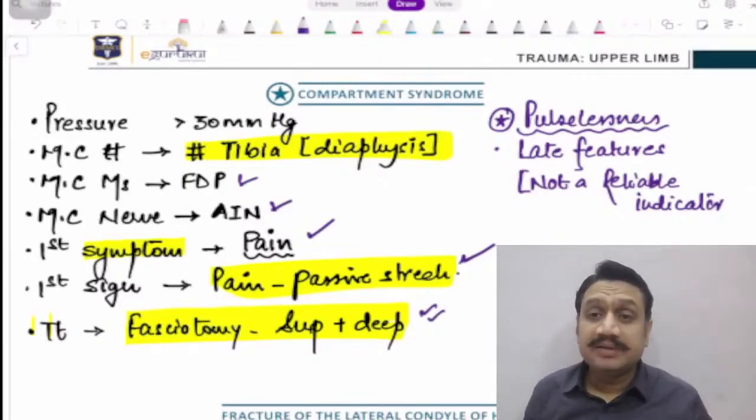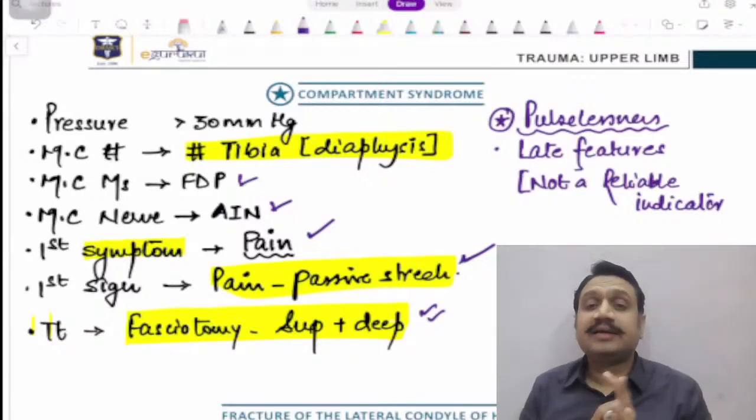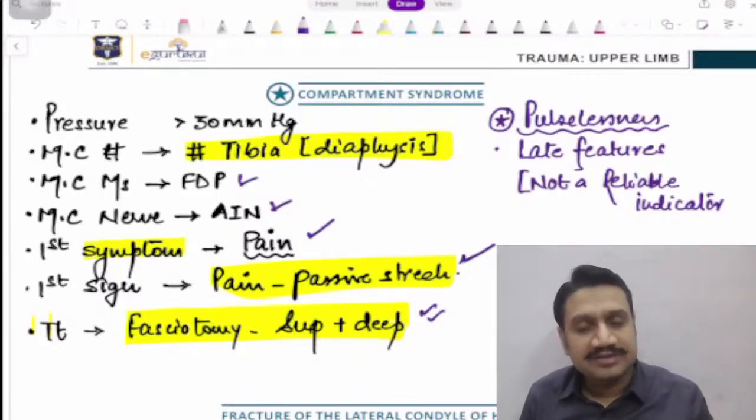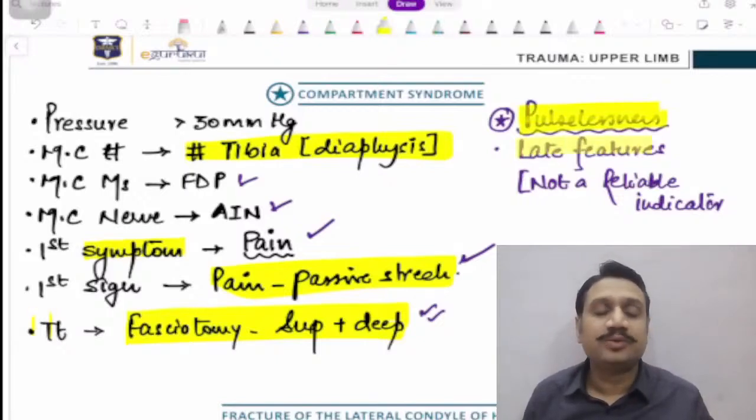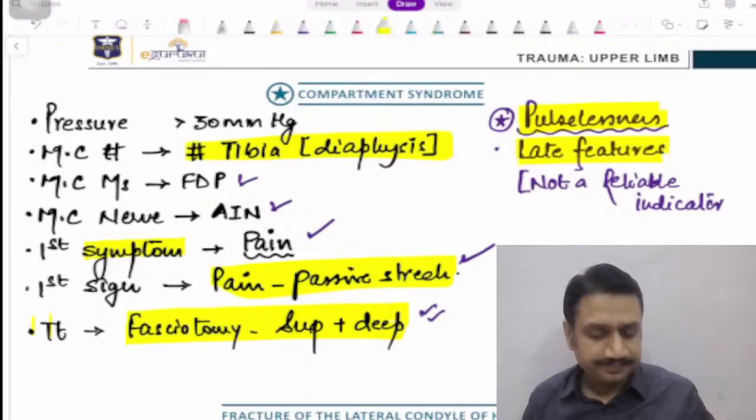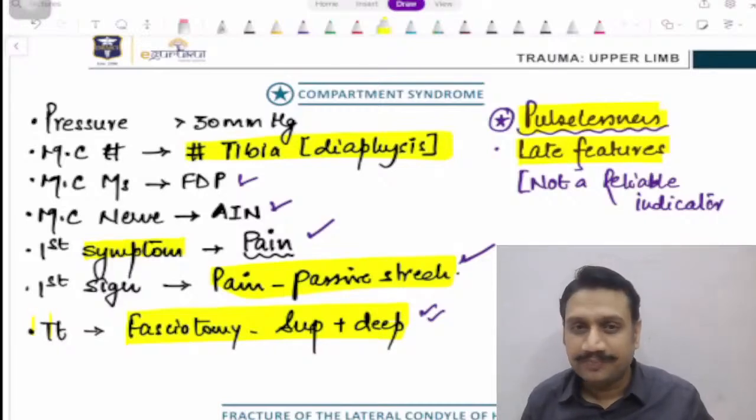Pulselessness keeps coming up over and over again on social media. Is it late or is it last? So always remember, pulselessness is always a late feature of compartment syndrome. It is not the last one, it is a late feature of compartment syndrome. It comes late, right? So always remember these points about compartment syndrome.